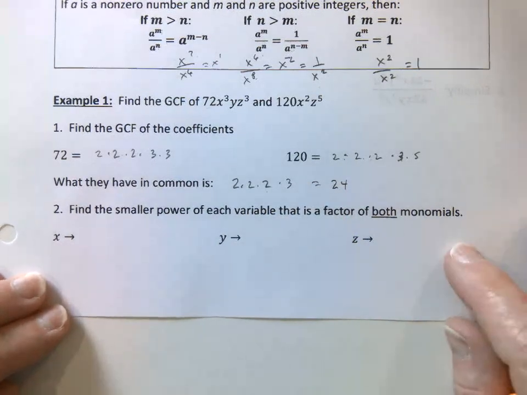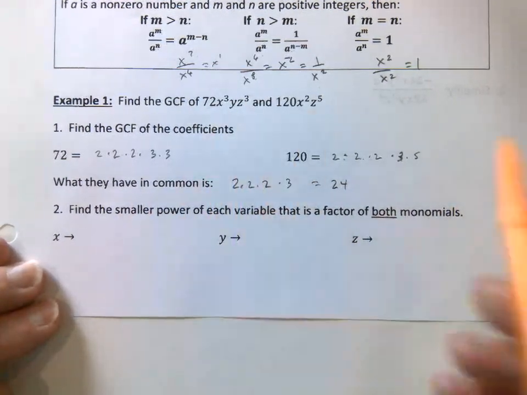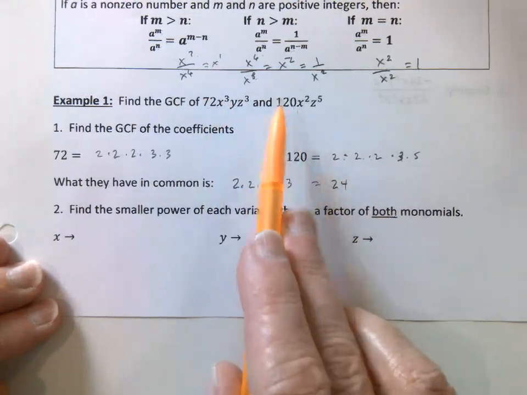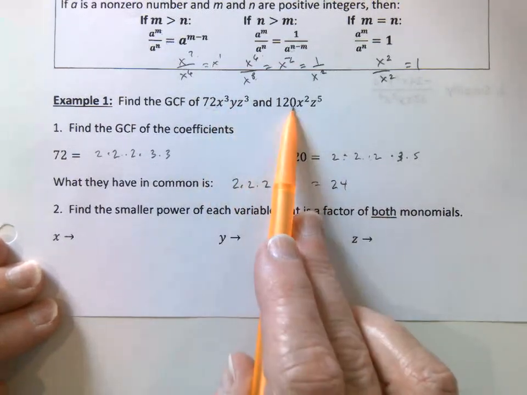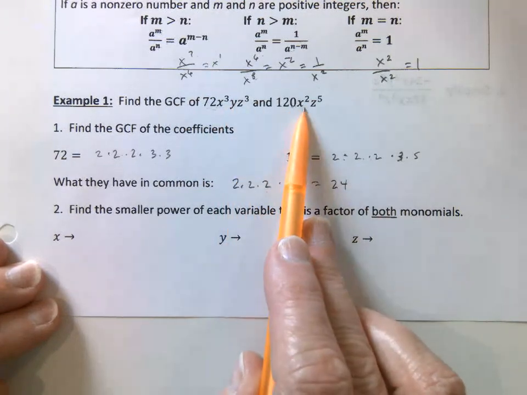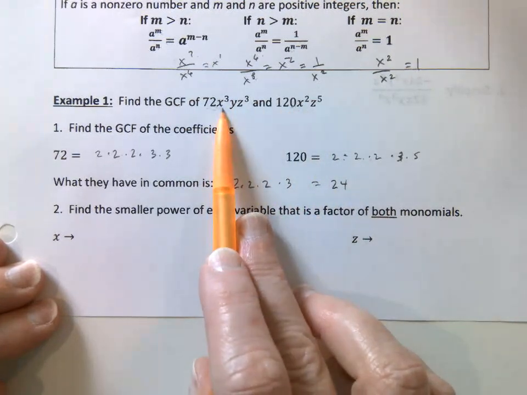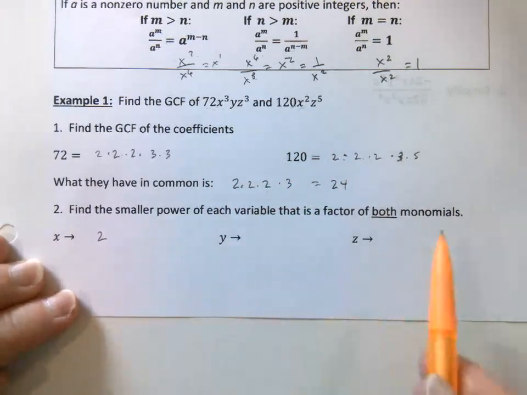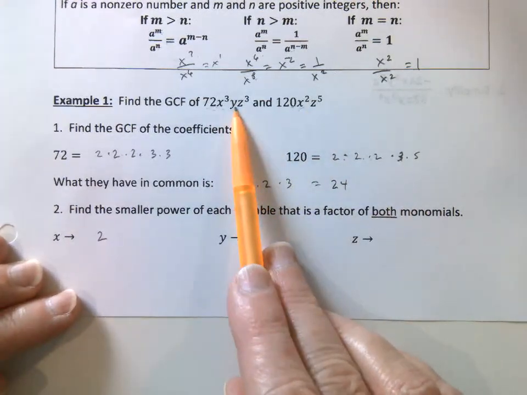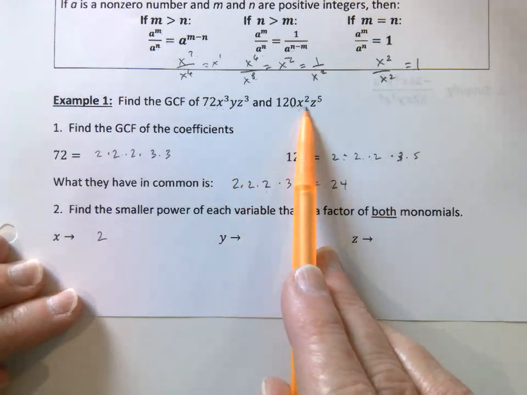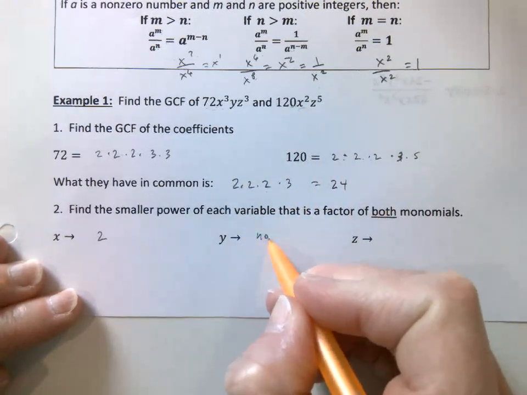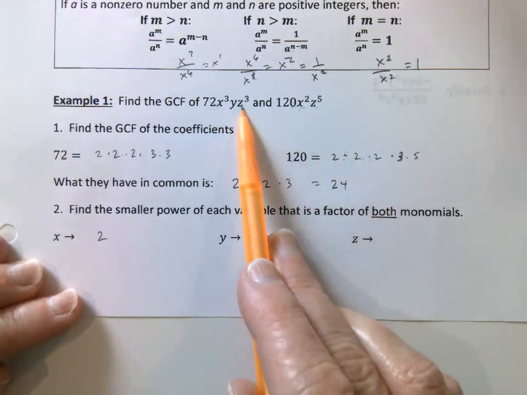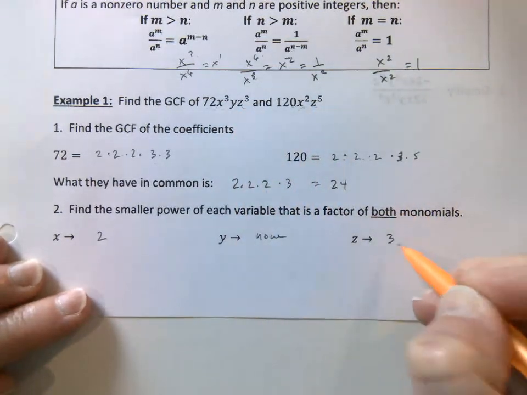Okay, the easy part is the variables, because all you have to do is look at the exponents. So how many x's do they have in common? Just look to see, first of all, do they both have x's? Yes. Choose the smaller exponent. This one has 3, this one has 2, so they have 2 x's in common. Look at the y's. I have a y here. There is no y here, so they don't have any y's in common. And if I look at the z's, I have 3 here, 5 here. The smallest exponent is 3, so they have 3 in common.